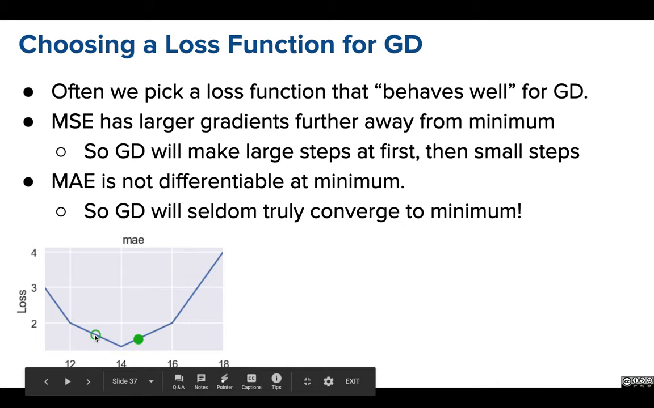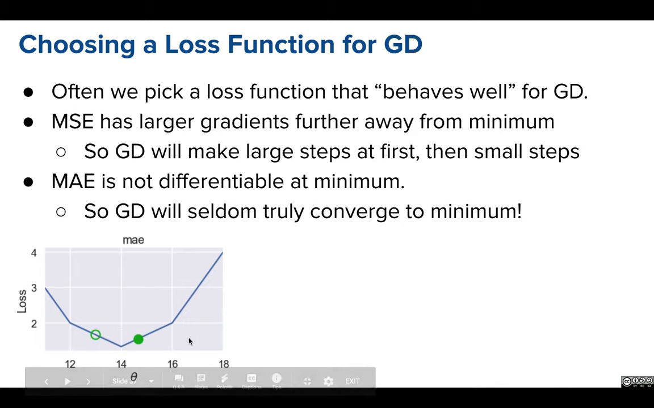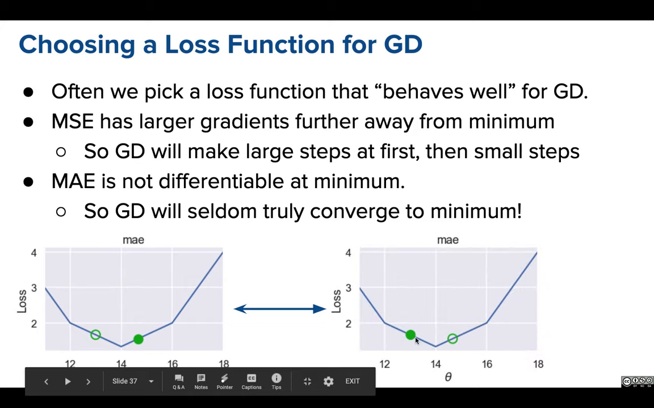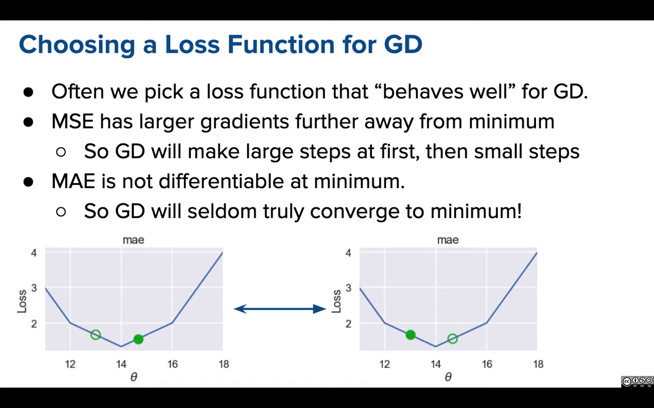So gradient descent will hop over to this side, but when you run gradient descent again, it'll hop back over to the other side. Because the gradient is the same both here and here, it doesn't get gradually smaller as you get closer and closer. So when you get down to the minimum of MAE, gradient descent will just hop back and forth and never really converge. So you do have to be careful when you're picking loss functions. It's usually good to pick a loss function that's differentiable everywhere.